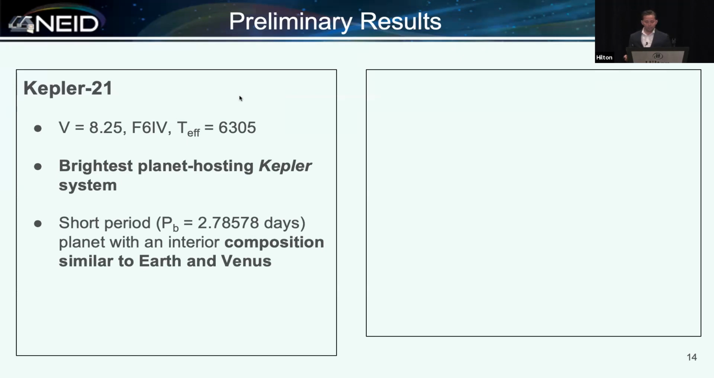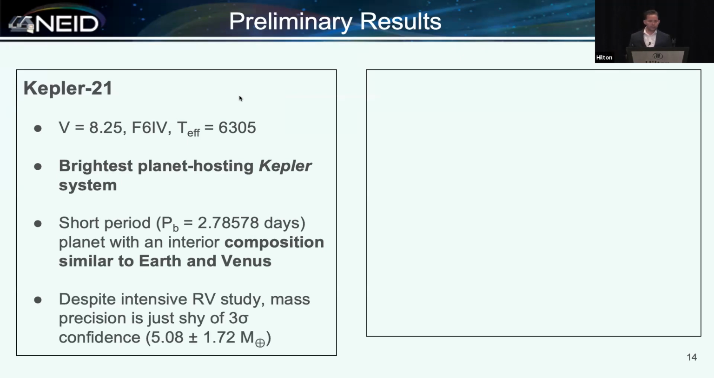But what's particularly interesting about this planet is it was one of the first known exoplanets that had a rocky composition that was maybe consistent with Earth. And I say maybe because despite the fact that this is the brightest known Kepler system, we still have a mass measurement that's just a little bit shy of a 3 sigma confidence for this thing. And that's in no small part due to the stellar variability that's present in the system.